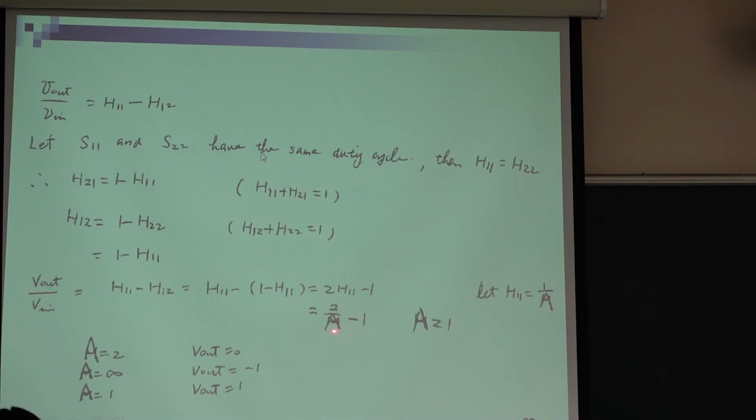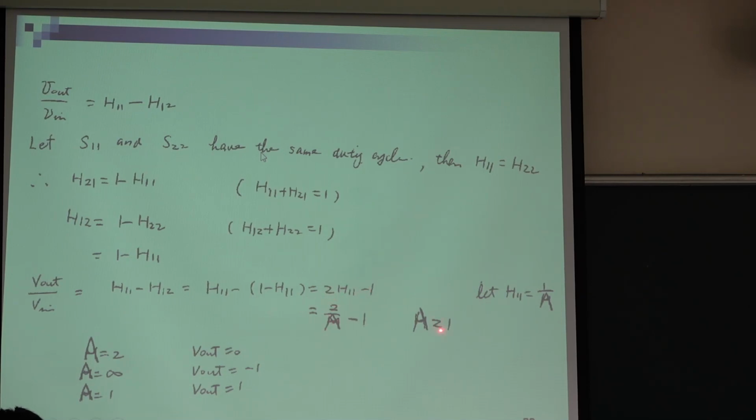So here, if A equal to 1, so 2 divided by 1 become 2. 2 minus 1 become what? 1. So if A is 1, what does this mean? Means S11 always turn on. So if S11 always turn on, then V out equal to V in, right? Equal, because H11 always on.